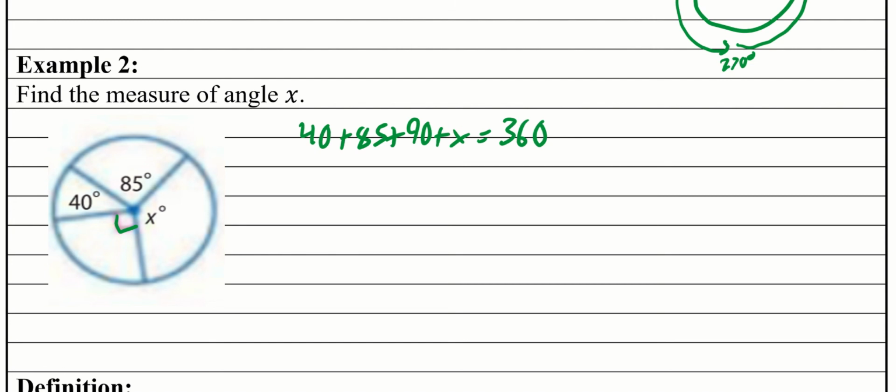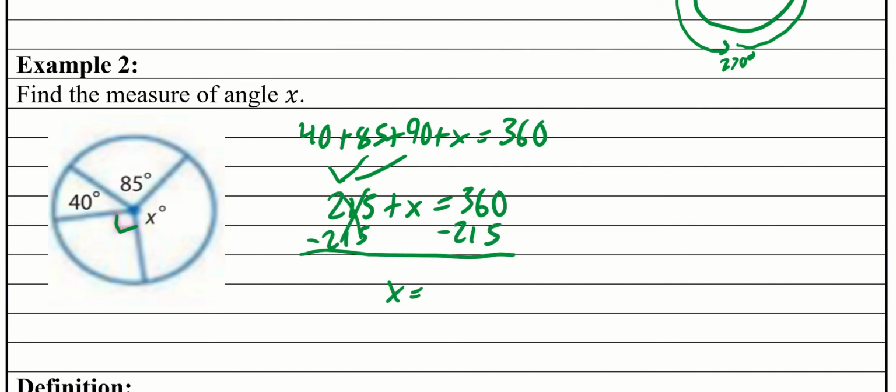So we can combine our like terms here. 90, 40, and 85. I believe that's going to come out to be 215. Yep, 215 plus x equals 360. Just double check. Yep. And then last step here, subtract 215, and I get x equals 360 minus 215, which is going to be 145, or 145 degrees if I want to be more specific.